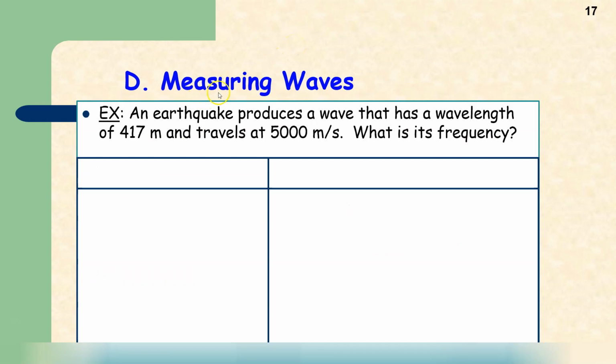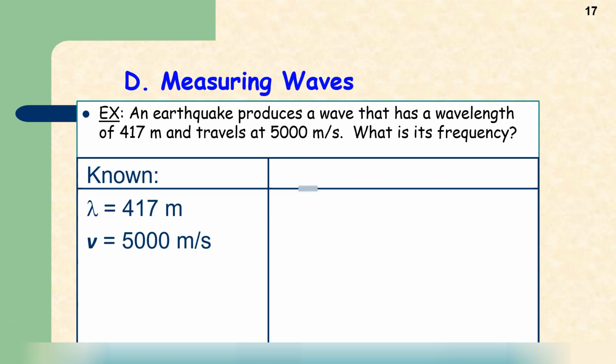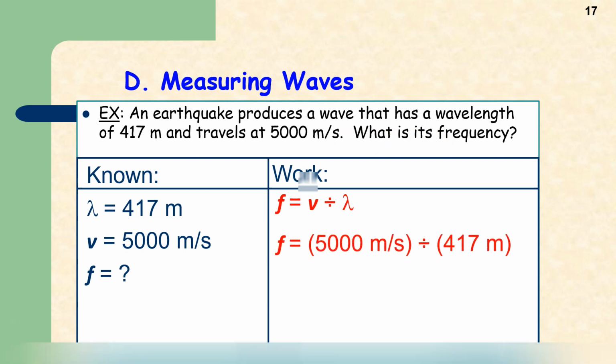So an earthquake produces a wave that has a wavelength of 417 meters and travels 5,000 meters per second. What is the frequency? Well, what do we know? Wavelength is 417 meters. Velocity is 5,000 meters per second. It's asking for frequency. Do the work. Frequency equals velocity divided by wavelength. So our answer is 12 hertz.